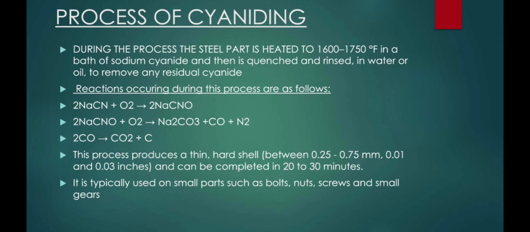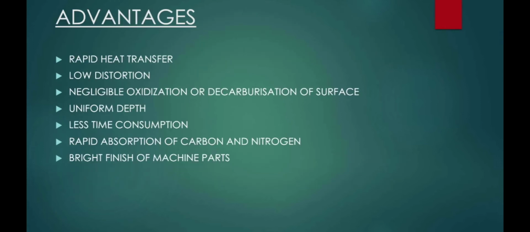This process produces a thin hard shell between 0.25 to 0.75 and can be completed in 20 to 30 minutes. It is typically used on small parts such as bolts, nuts, screws, and small gears. The advantages of using the cyaniding process.